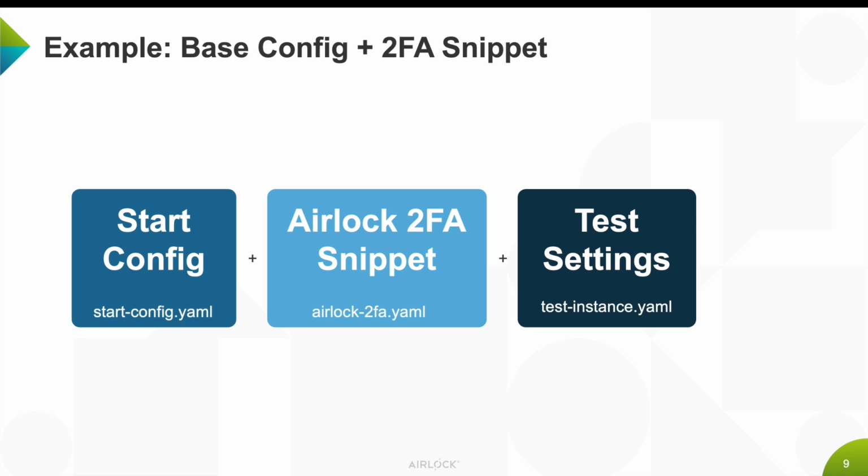In the third step, I will add a snippet containing the settings that are specific to my test setup, for example, service API keys and encryption keys. This part is separated so that the Airlock 2FA snippet itself remains generic and reusable. The demo is done using the config editor so you can see what is happening.